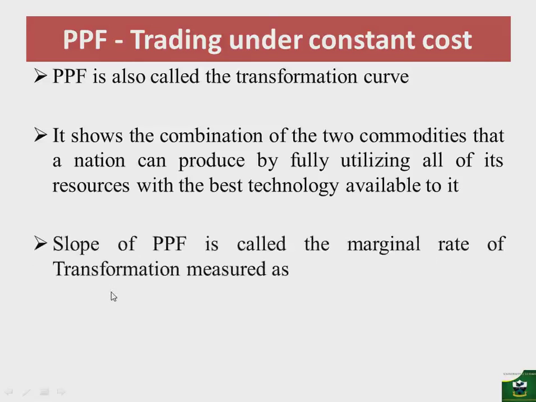So the slope of the production possibility frontier is what we call the marginal rate of transformation. And in measuring it, we get the ratio of the change in what you give up divided by the change in what you produce more. So that is the change in the foregone divided by the change in the gain.